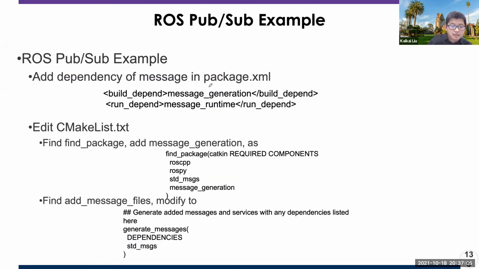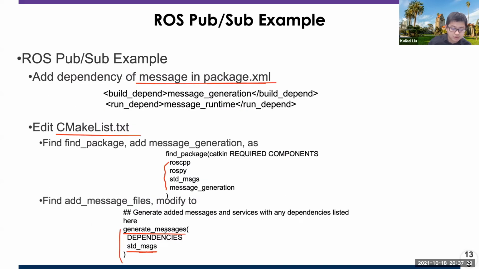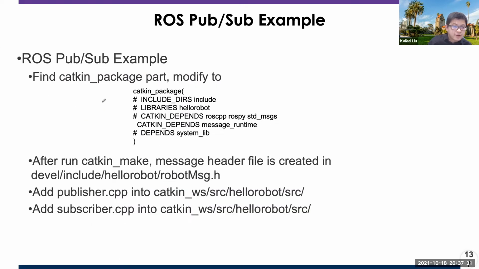Okay, then add some dependencies, the dependencies of the message, in the package.xml. Then in your CMakeLists, add some of your packages. Then find the add_message_files. You can do some modification. Generate messages, dependencies, std_msgs. So you define it here. Finally, find the catkin packages for dependencies, message runtime.